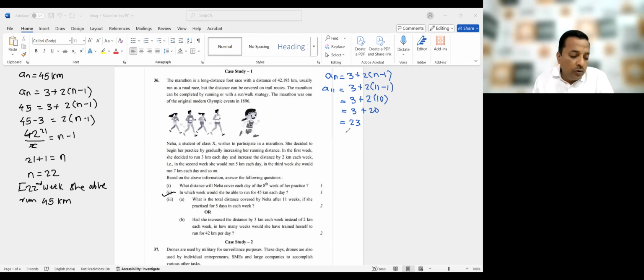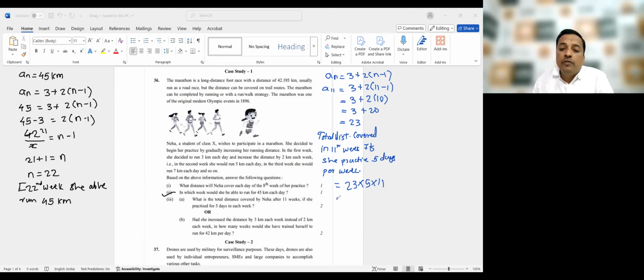But now the total distance covered in 11 weeks if she practices 5 days per week. Okay, so we have to multiply this 23 into 5 because 5 day कर रही है और ऐसे कितने वीक किया उसने 11. So we will get the total distance.